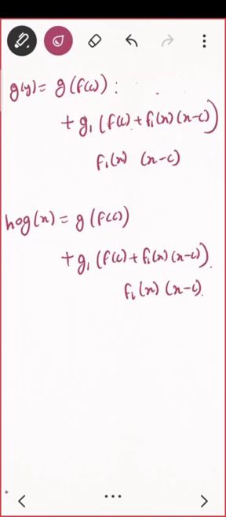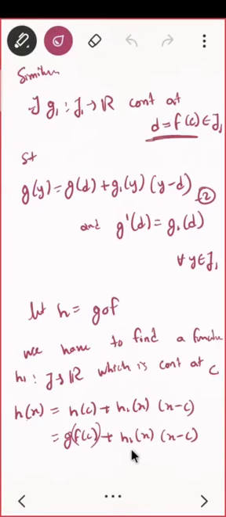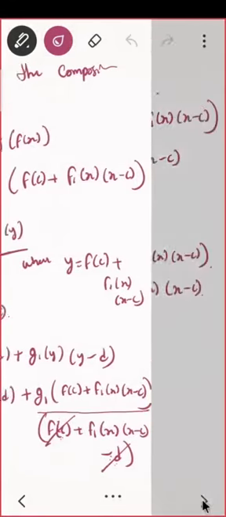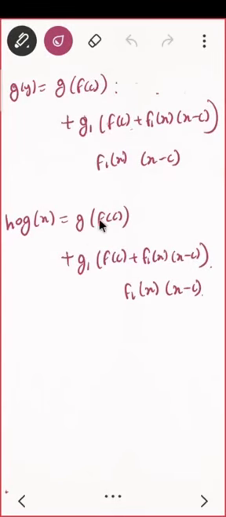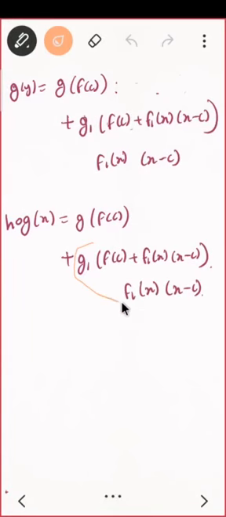Can somebody guess what should be my h1? Remember, how did we need h1? Look at this and compare with the last thing I am having. So forget g of f c, forget x minus c, whatever the thing is remaining, that will be my h1. Can you compare? Forget g of f c, forget x minus c, whatever remains will be my h1. So do you see this guy will work as h1?